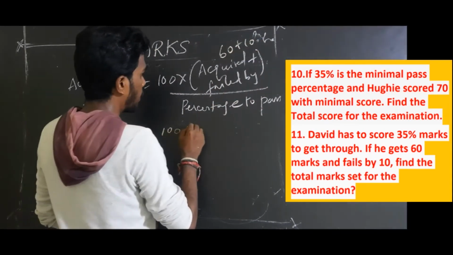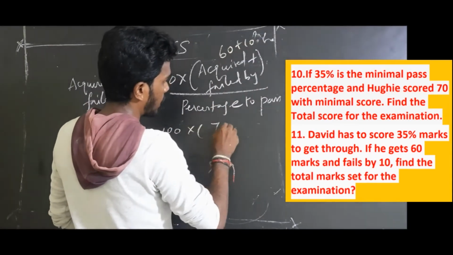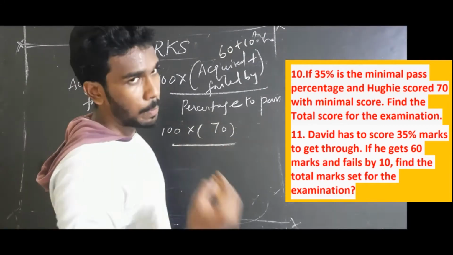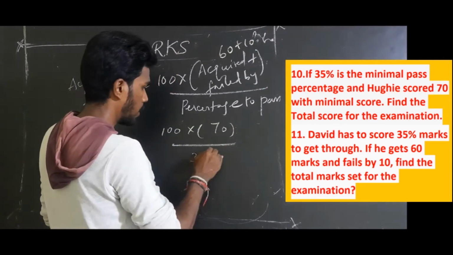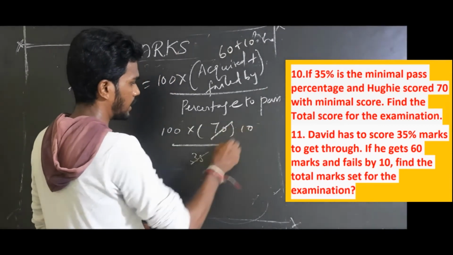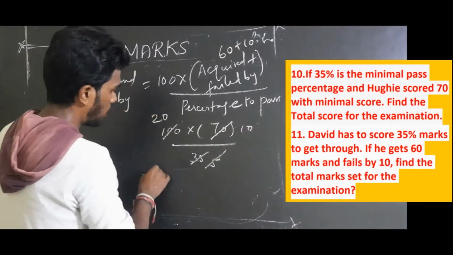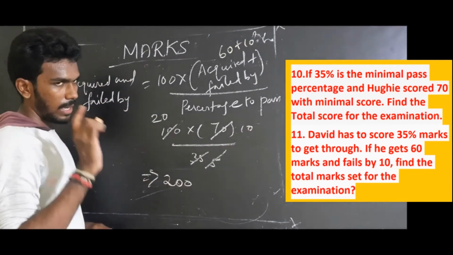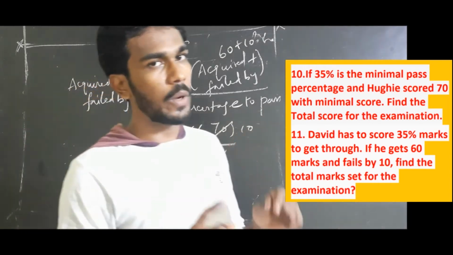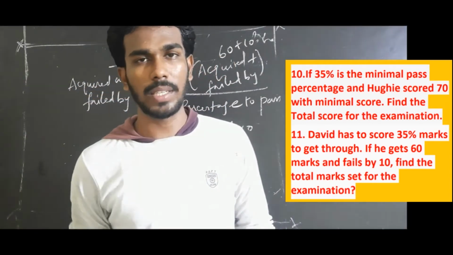So 100 into 60 plus 10 is 70 and percentage to pass is 35. So 7 5s are, 7 10s are, 20 times, so again 200. So same question I have solved in two different ways. Let's see how to solve the next question.